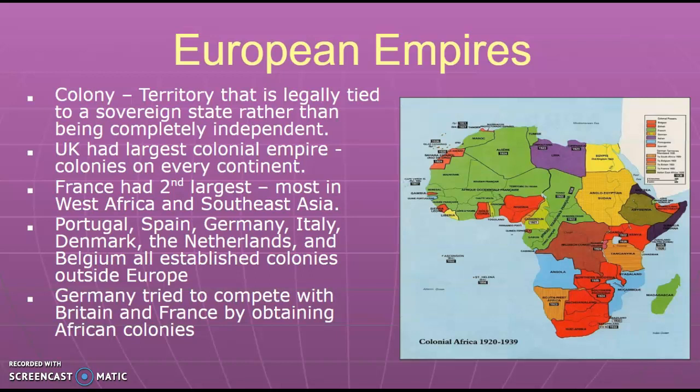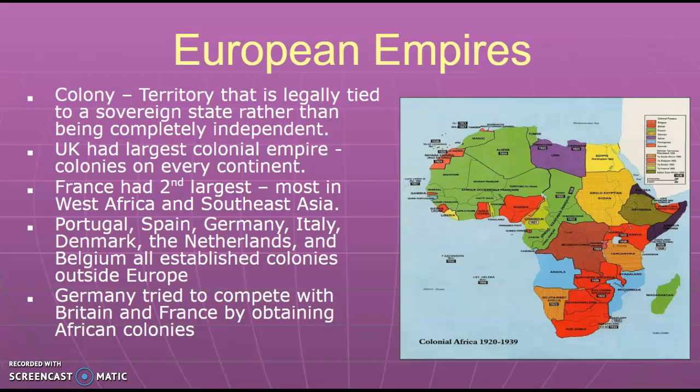political environment. So a colony is a territory that is legally tied to a separate sovereign state rather than being completely independent. So again, when the United States was a colony of Britain, the United States wasn't free. The United States was instead a colony, a separate territory that was legally tied to Britain. The UK had the largest colonial empire. They had colonies on every continent.